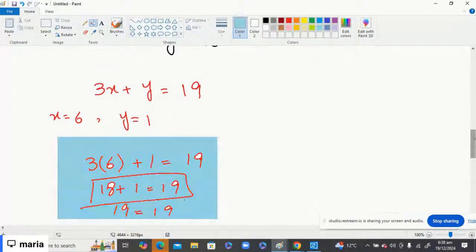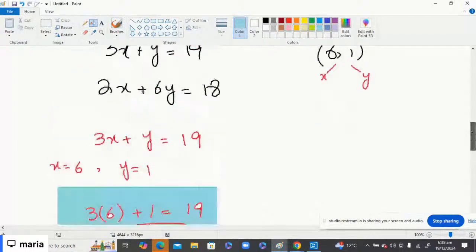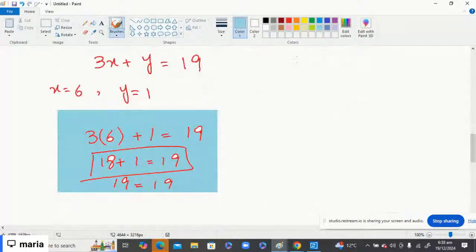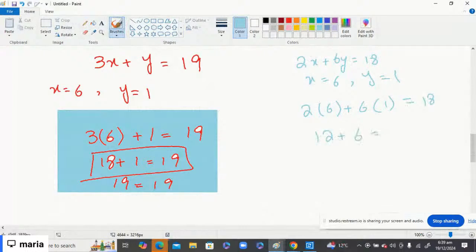Okay, now let's do the next equation. 2x plus 6y equals 18. In place of x just put 6, in place of y just put 1. So 2 into 6 plus 6 into 1 equals 18. 2 times 6 is 12, 6 times 1 is 6, which equals 18. So 18 is equal to 18. So this is also a solution set.